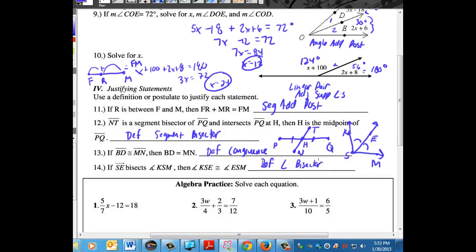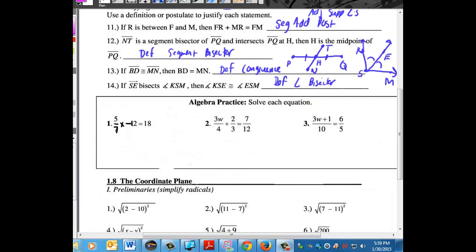With the algebra review, first thing that we should do here is we want to add 12 on each side. So we're going to try and solve for x. We get 5 over 7x equals 30. We multiply both sides by 7. We end up getting 5x equals 210. And then divide both sides by 5. X would be equal to, how many times is 5 equal to 210? That'd be 42 times.